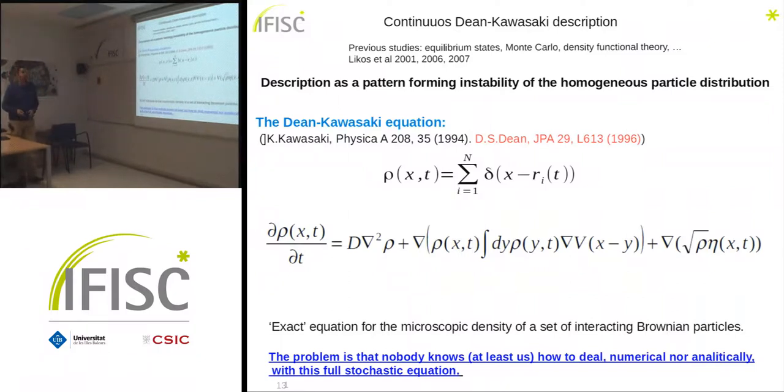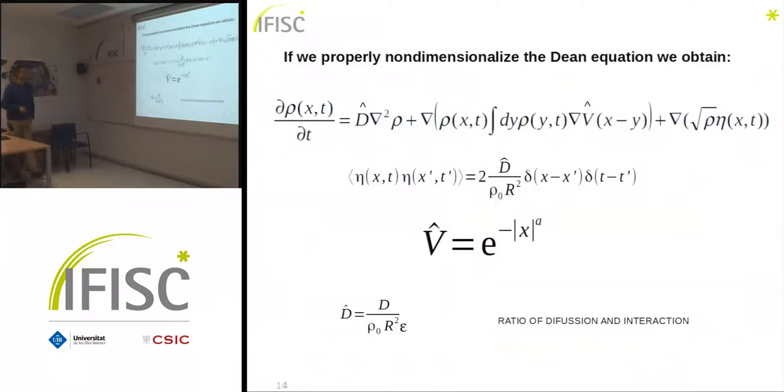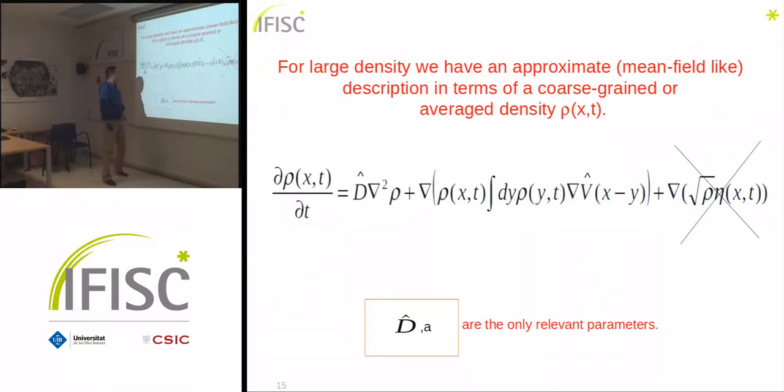But you can get, anyway, a lot of information about this. What anyone would do is to forget about this noise, and I will tell you how we can forget about it easily. We non-dimensionalize the equation in the typical parameters, and then you see that the noise intensity is now this. If I work in a system with large enough density, then I can delete this, and I come to a typical deterministic equation.